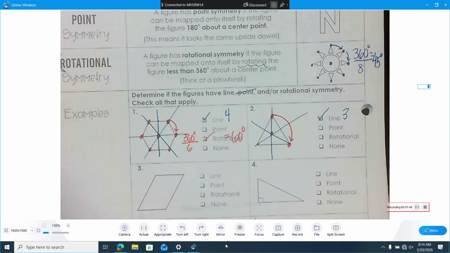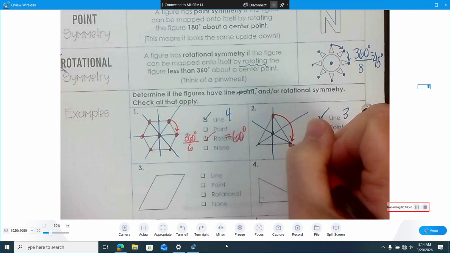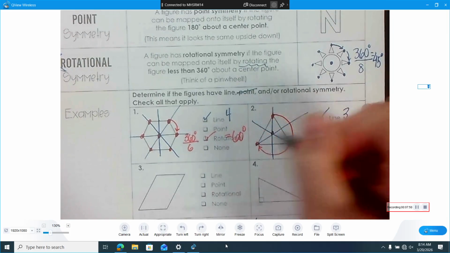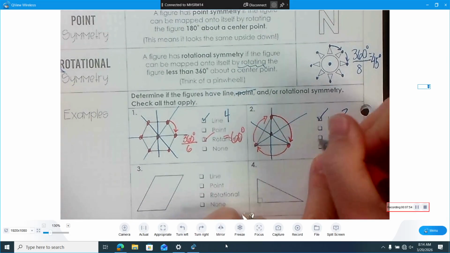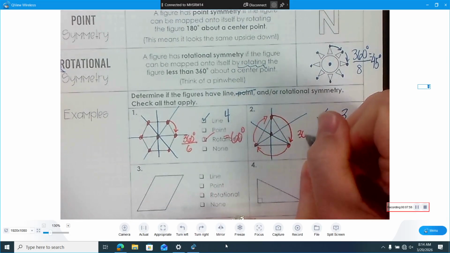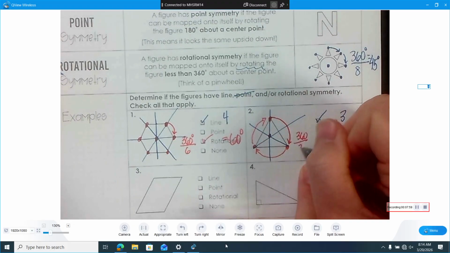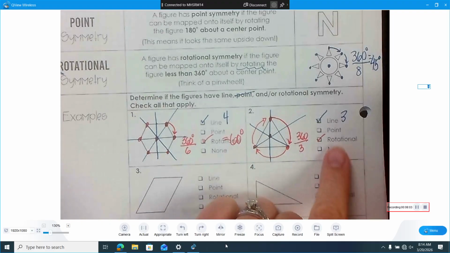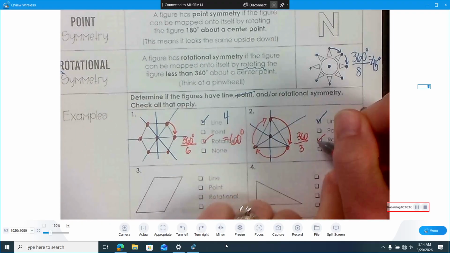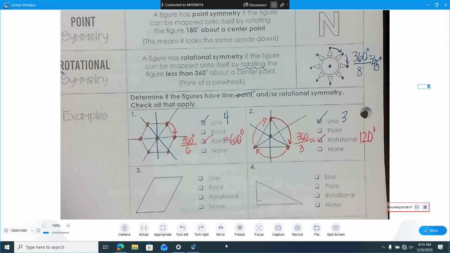It looks identical. Okay. So we can rotate this 1, 2, 3 times around there. So it does have rotational symmetry. So 360 divided by those 3 little points that we could land on, and we get 120-degree rotational symmetry. Okay.